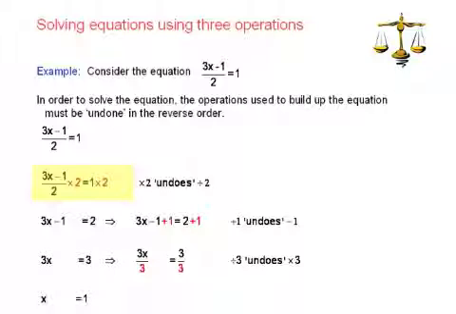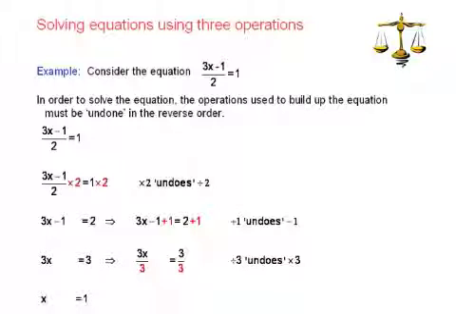So we end up with 3x minus 1 equals 2. Now let's get rid of the minus 1 on the left hand side. So 3x minus 1 plus 1 equals 2 plus 1. Notice we're doing the same operation on both left and right hand sides of the equation. That leaves us with 3x equals 3.